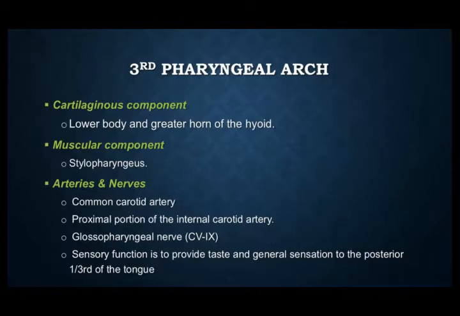different components. So we were discussing the arterial and nerve components of the third pharyngeal arch. So you can clearly see the common carotid artery, proximal part of the internal carotid, and the nerve is the glossopharyngeal nerve, that is the ninth cranial nerve, and you can see specifically which portion of the tongue it is going to supply. So you have the sensory function to provide taste to the posterior third of the tongue as well as the general sensation.